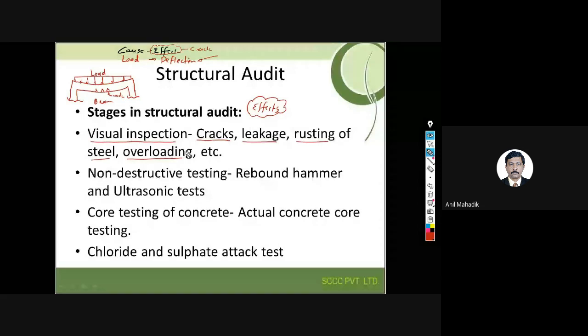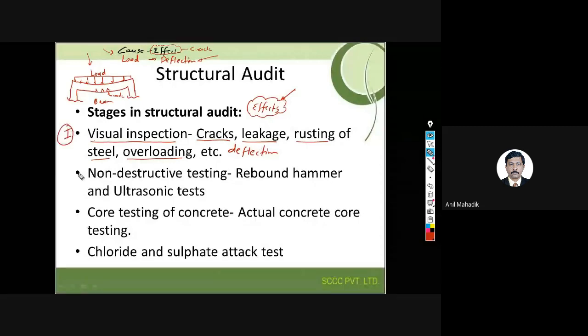Or you see the deflections also. So these are the effects. To observe the effects, you are doing this visual inspection. And once you do observe the effects, then you can rethink, brainstorm, to understand what may be the reason for the cracks. Do the reverse engineering: understanding the loads, and any other causes of these effects. Okay, so visual inspection is the first point before any audit.